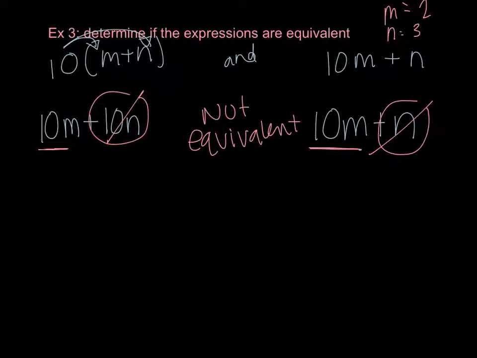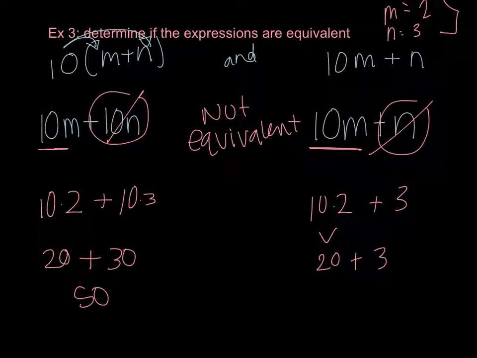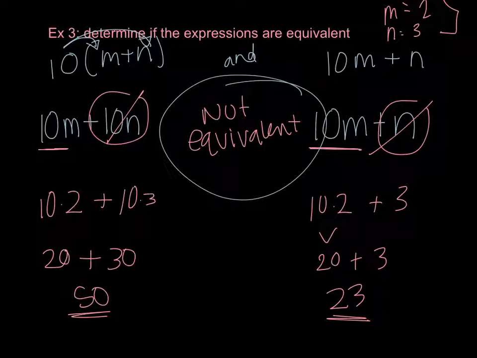If m equals 2, then I have 10 times 2 plus 10 times 3. That's 20 plus 30. That equals 50. Let's try it on this one. Keeping my same variables, 10m would be 10 times 2 plus n, which is just 3. That gives me 20 plus 3 and 23. My answers are different, thus my expressions are not equivalent.